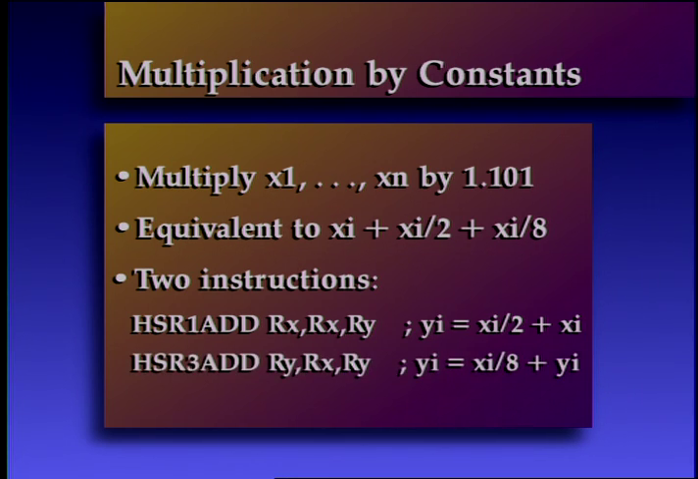Now, the second instruction does a parallel shift right by 3 bits and add function, which adds the term x over 8 to the result of the previous instruction to give the desired result of x plus x over 2 plus x over 8. If this is performed on 4 subwords each cycle, we have an effective rate of 2 multiplications per cycle. This can actually be faster than using a full-blown 16-bit hardware multiplier.